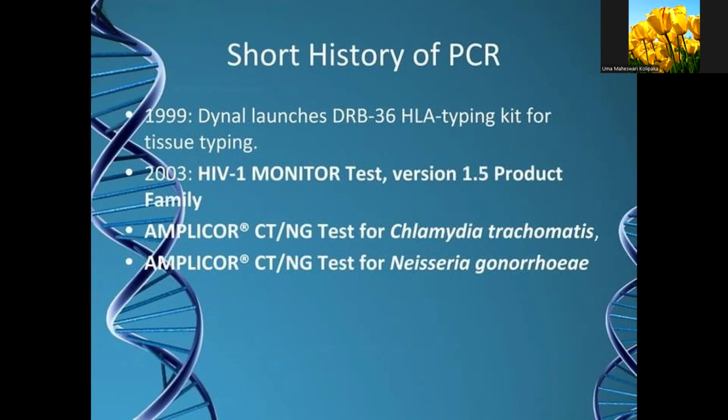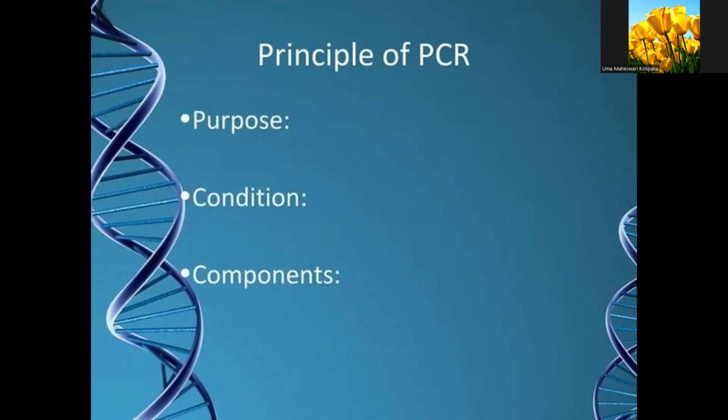The HIV-1 Monitor test version 1.5 product family happened in the year 2003. And the Amplicor CT/NG test for Chlamydia trachomatis and the Amplicor CT/NG test for Neisseria gonorrhoeae. These all happened as a part of the history of PCR. Next, coming to the principle of PCR.